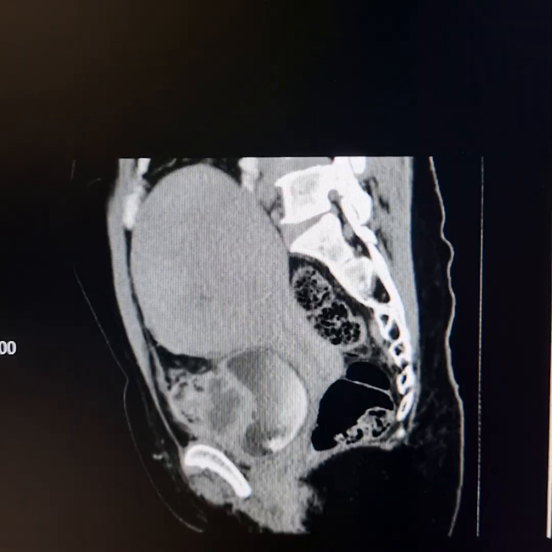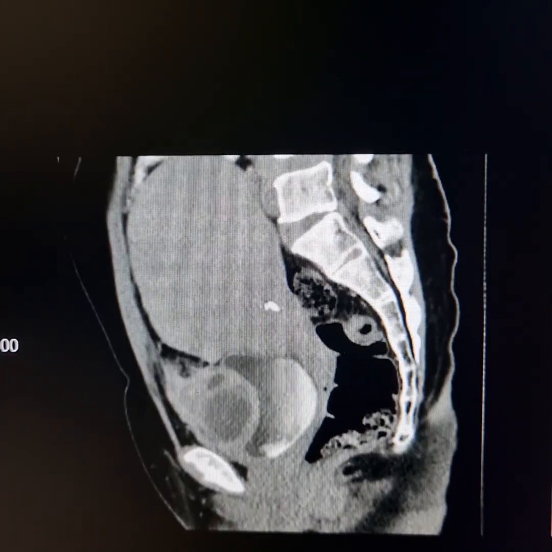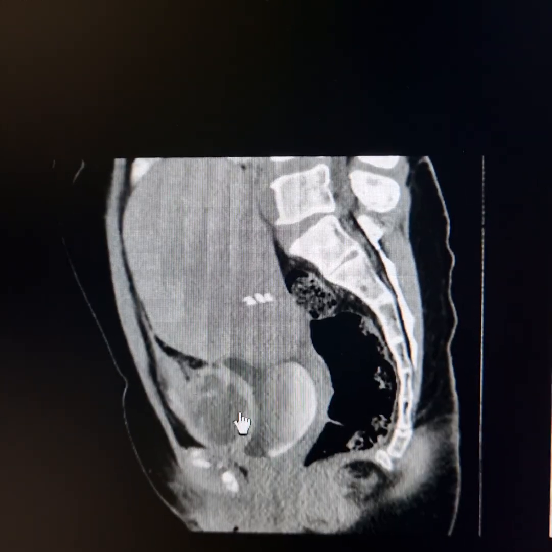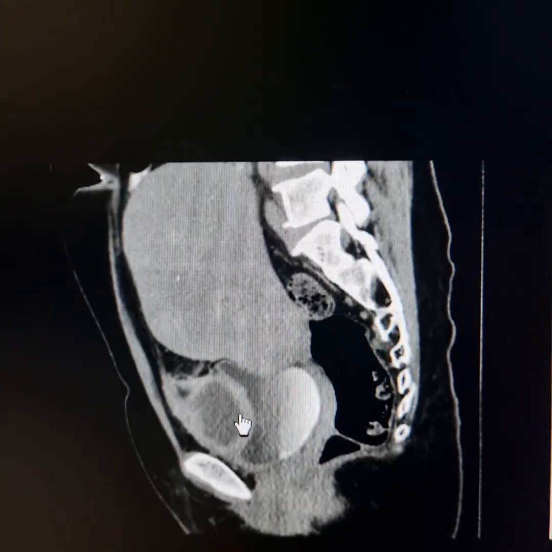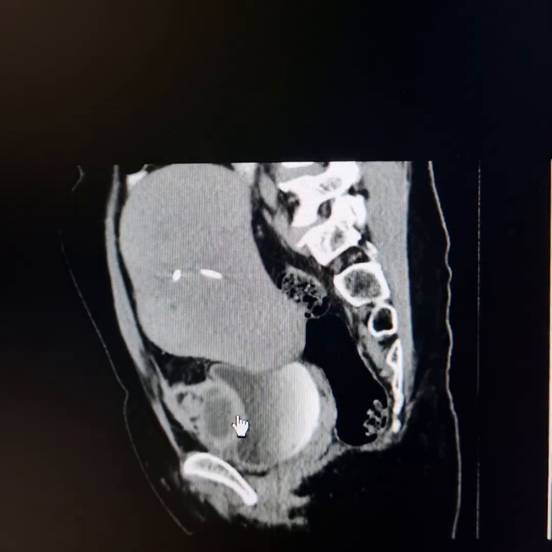This is the sagittal scan, the delayed one. A typical presentation of an abscess in the space of Retzius.